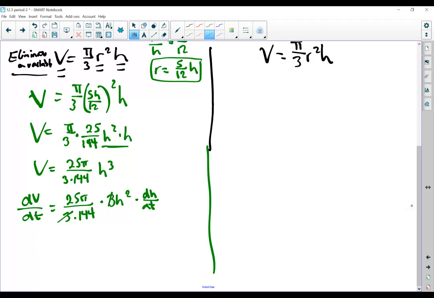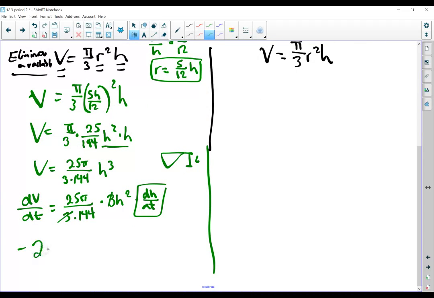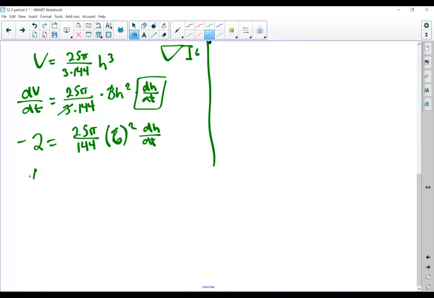So now I can find dh/dt at my moment. So my moment in this cone is that the height of this is 6, and I know the rate of volume is negative, what was it, -2. So I'm going to say -2 equals 25 pi over 144 times 6 squared, because that's the height, times dh/dt. And then if I isolate dh/dt, I get dh/dt is equal to -2 over 25 pi over 144 times 36.